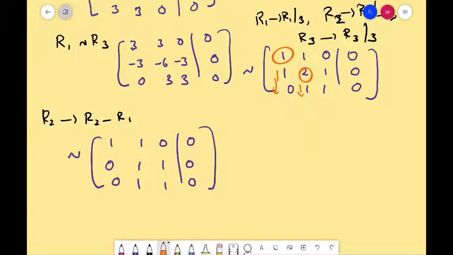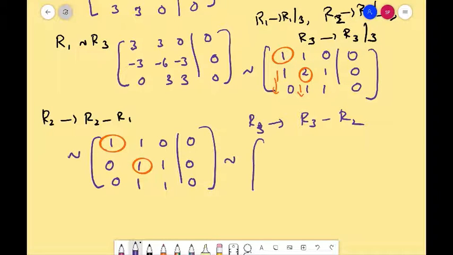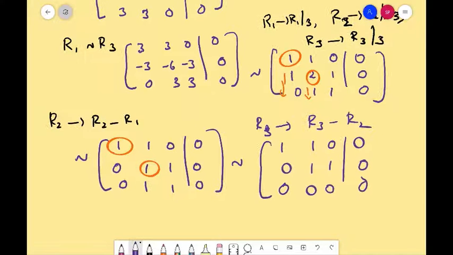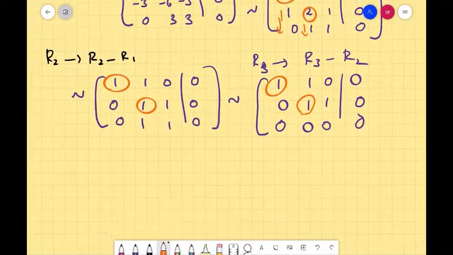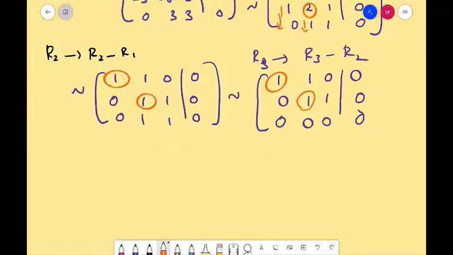So this is this. Now again mark the pivot position, and here this is a pivot position. So what do you do now for R3? R3 minus R2. So this will be transformed to 1, 1, 0, 0, and then 0, 1, 1, 0, 0, 0, 0, 0. Now what are the pivot positions? So here you have the equations. R1 implies the row 1. R1 implies I have x1 plus x2 is equal to 0.